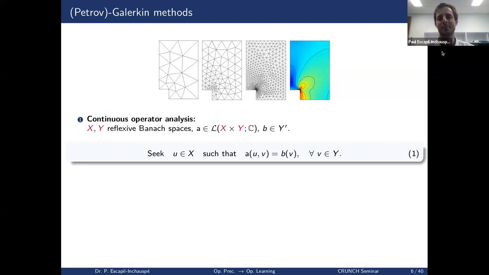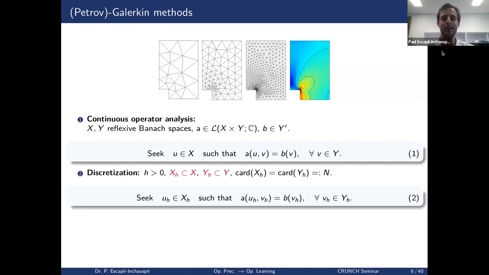We have a continuous problem, and we have all the functional analysis theory so that we can get the well-posedness of this kind of problem. Generally, the next step is to discretize this problem. Here above, we have an example of FEM results. And we define a discretization. We arrive from the continuous to a discrete counterpart, which is quite similar, but this time is posed in a finite dimensional subspace of the continuous ones.